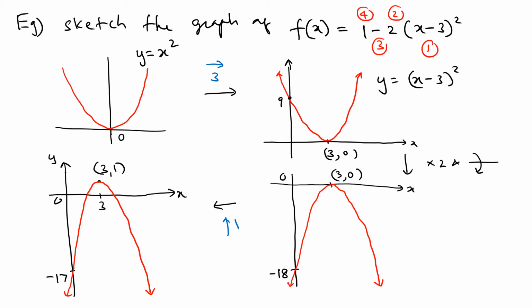Okay. So then we can also write the domain and range. You can see the domain is still the same, all real numbers, but the range changes. You can see it's negative infinity all the way up to 1. So it is negative infinity all the way up to 1.